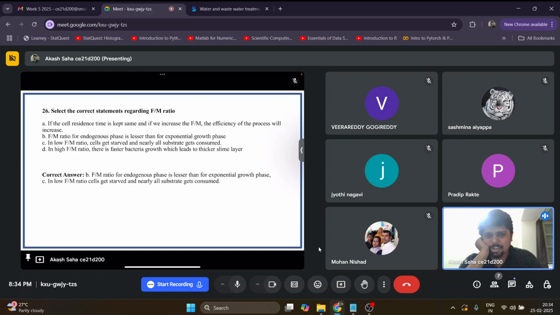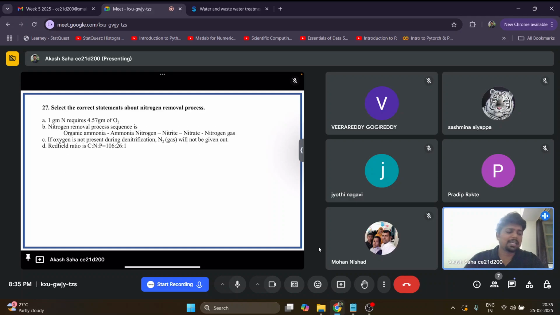In high F by M ratio, there won't be a thicker slime layer, there will be a somewhat thinner slime layer. The flocculation will not happen properly, and the slime layer will not form in a better way. In the endogenous phase, obviously the F by M ratio will be lesser because there is less availability of food, and in low F by M ratio, the cells will get starved and all the substrate will eventually get consumed. Also, if we increase the F by M ratio, the process efficiency will decrease. That's why option A is incorrect. So that's all.